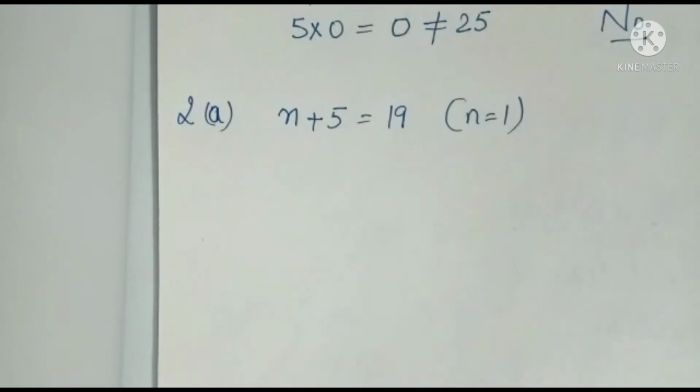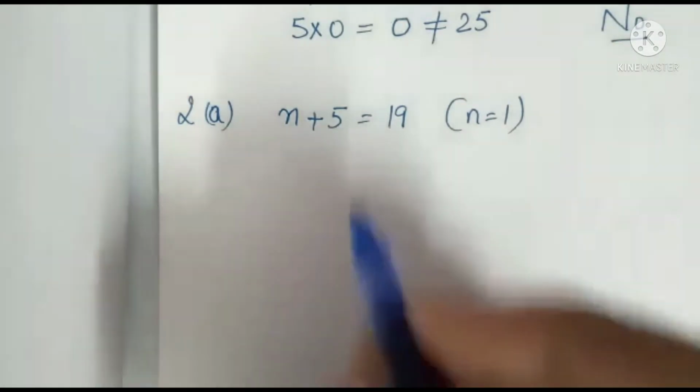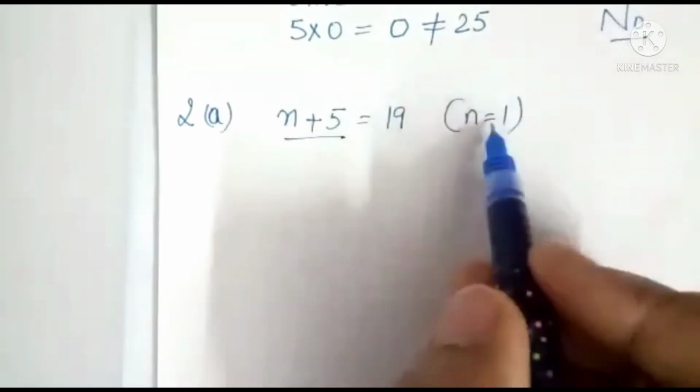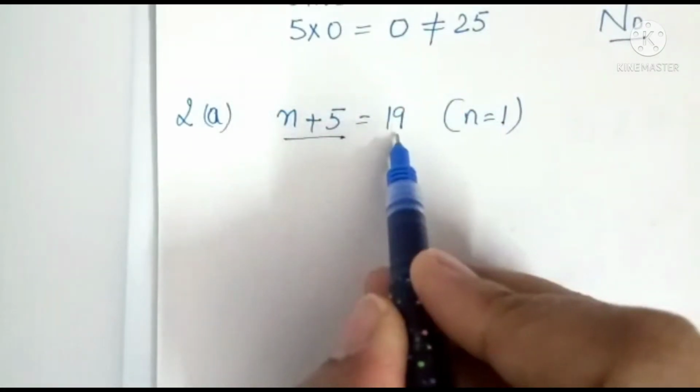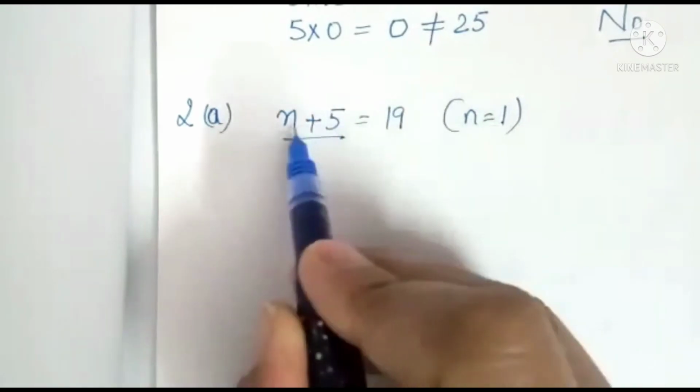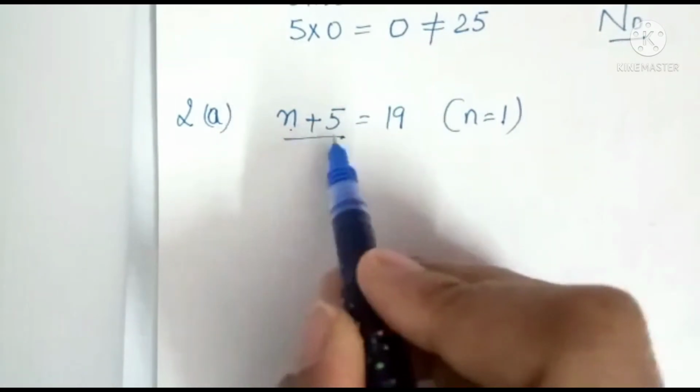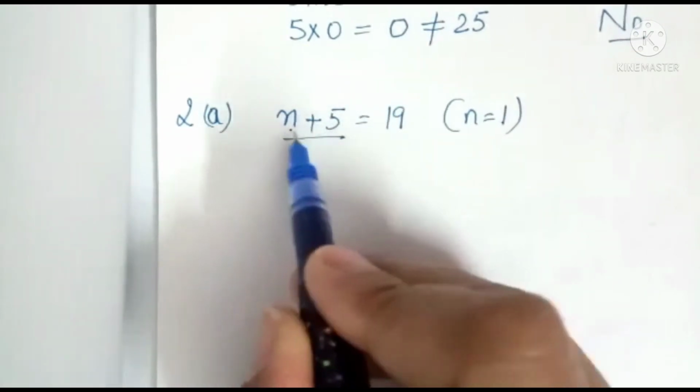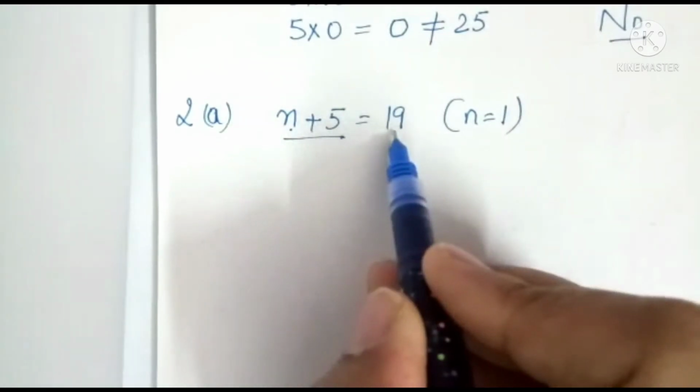Now in the same way there is question number 2. Check whether the value given in the bracket is a solution to the given equations or not. So first part here you have n plus 5 is equal to 19, and you have to check that n is equal to 1 is a solution of this equation or not. So again for checking we will check left hand side is equal to right hand side or not. So we will substitute here n is equal to 1, and then we will see whether the left hand side will be equal to 19 or not.